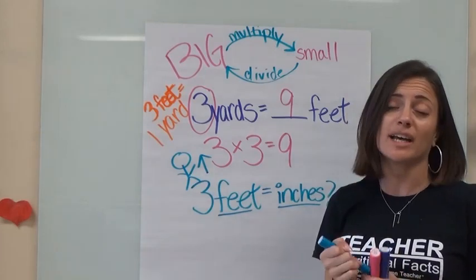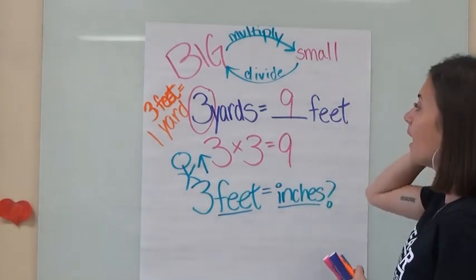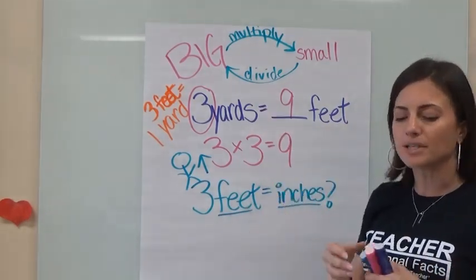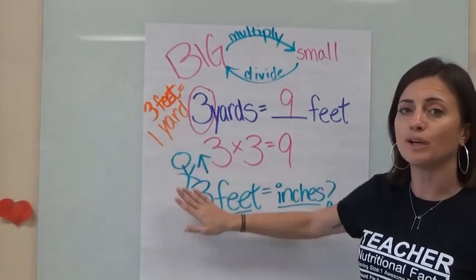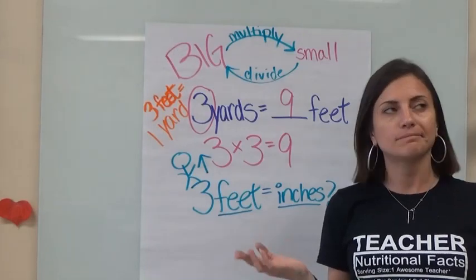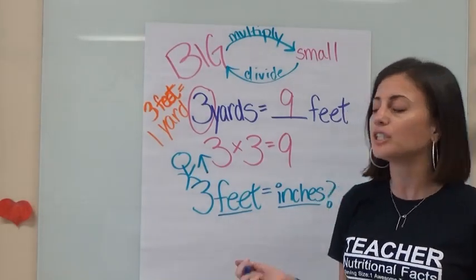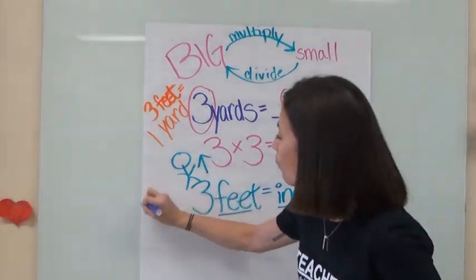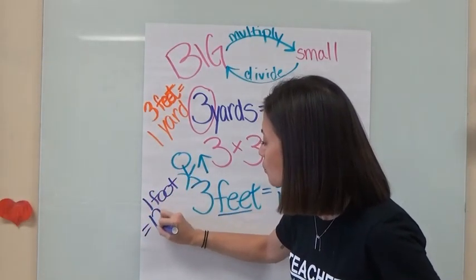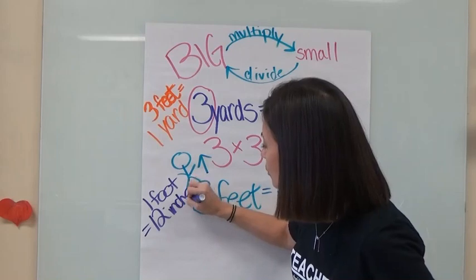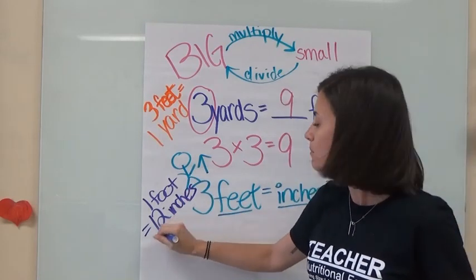Now that I have checked to see if I'm going to be multiplying, I'm going to figure out what numbers I'm multiplying. This is where I'm going to look at my conversion rate. I'm going to check out my reference sheet, look back at my FSA reference sheet, and I'll see that 1 foot is equal to 12 inches. So that's the number I'm going to use to be multiplying.